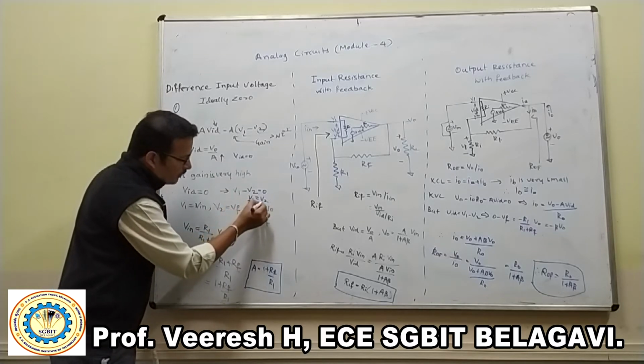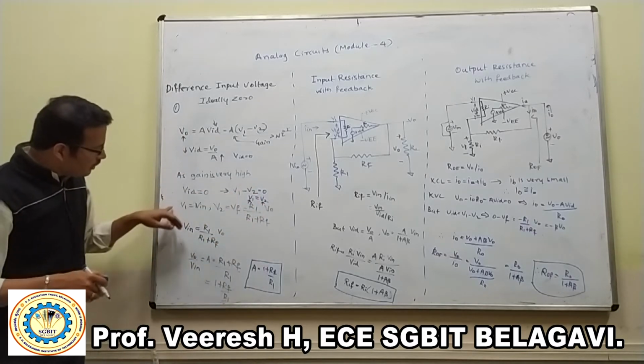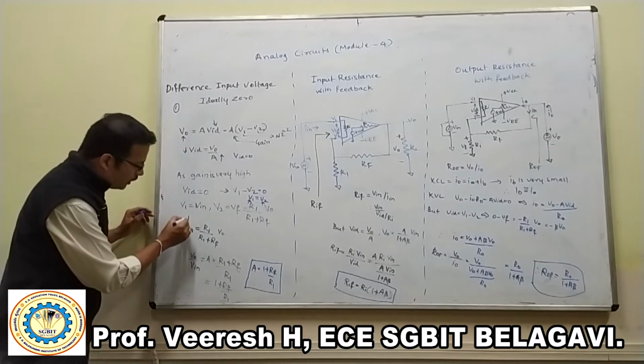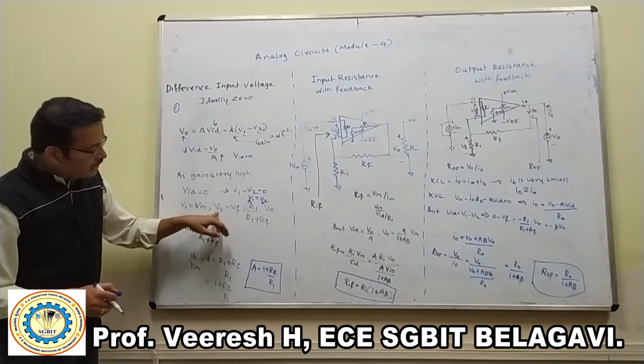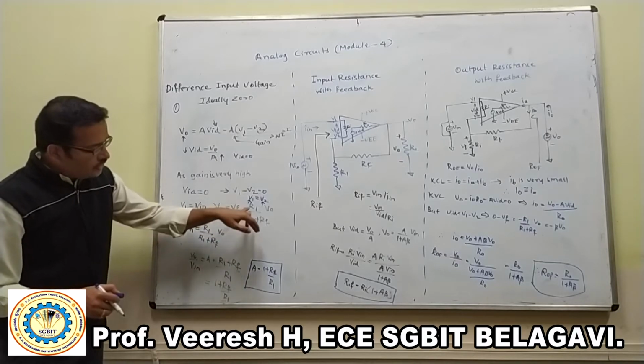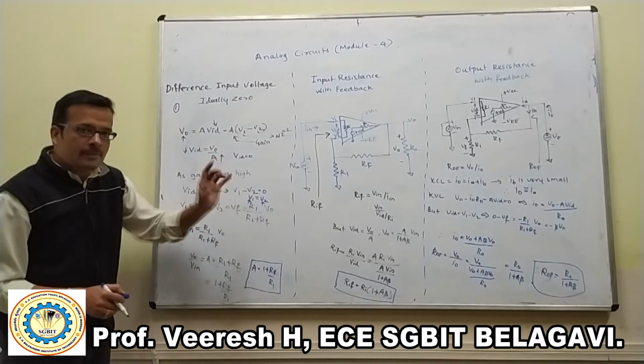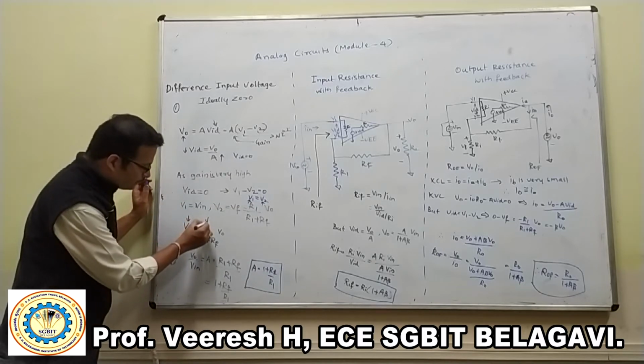I have V1 equal to V2. But what is V1? V1 is nothing but V. So that V I have written here, and that is equal to V2. But what is V2? V2 is nothing but the voltage across the resistor R1, which is the feedback voltage. So that I have written here.